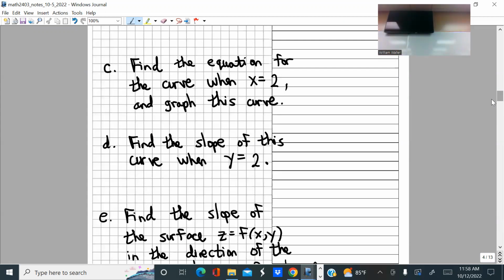Is that also going to be a parabola? And then we want to find the slope of that curve when y is equal to 2. Oh, so that's back at the same point we were at a moment ago. And then answer the same question: what is the slope of the surface in a particular direction once we do part C? So see if you can do those really quickly. You've got to find the equation for the curve first, where x is fixed at 2. Find the equation for that curve. Then you want to differentiate.